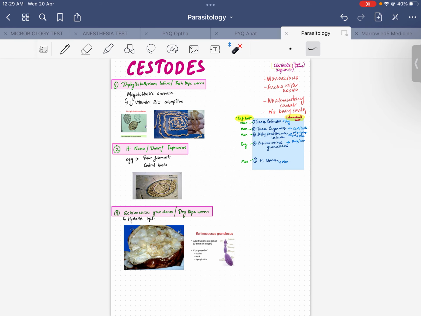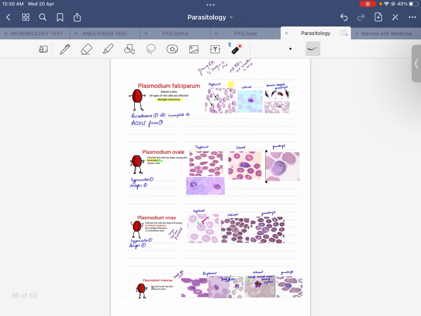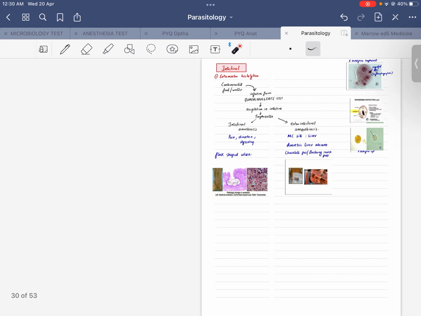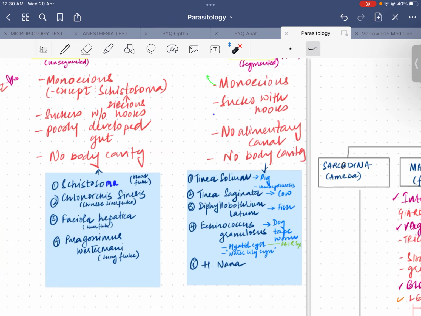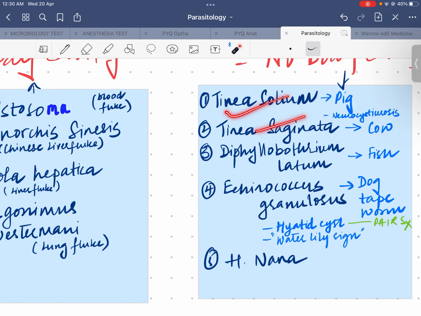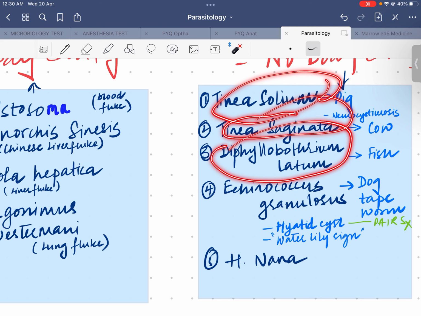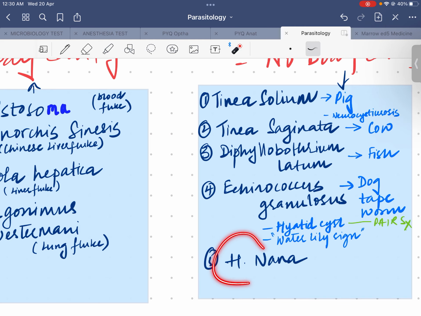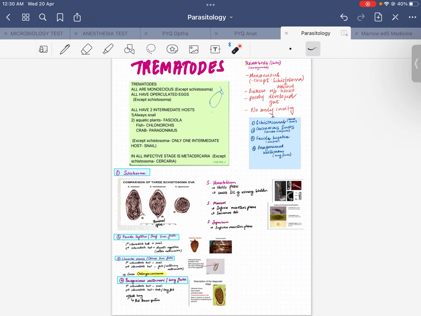Then we have the cestodes, right? So let us go to the table. In cestodes, let's first learn the examples. The examples of cestodes are Taenia solium, Taenia saginata, Diphyllobothrium latum, Echinococcus granulosus, and Hymenolepis nana. Again, Taenia solium, Taenia saginata, Diphyllobothrium latum, Echinococcus granulosus, and H. nana.